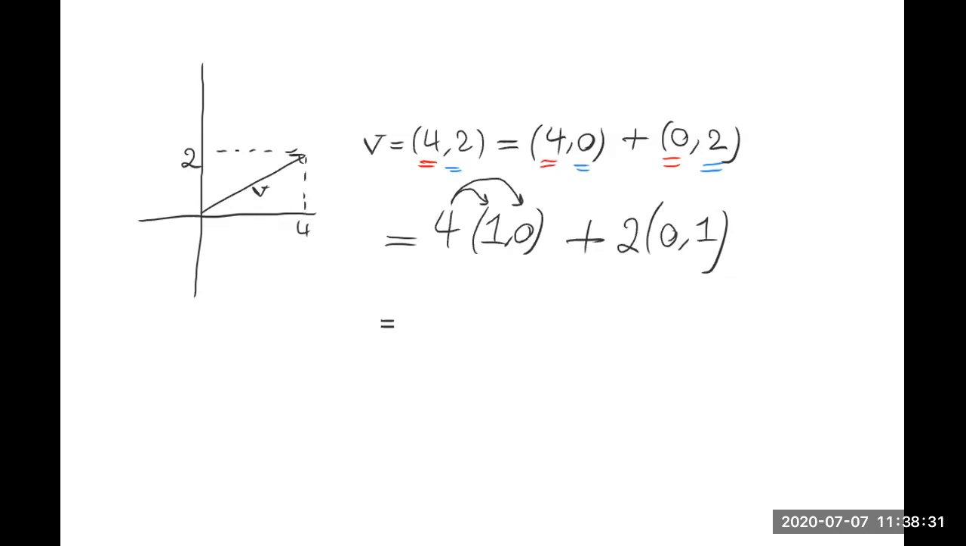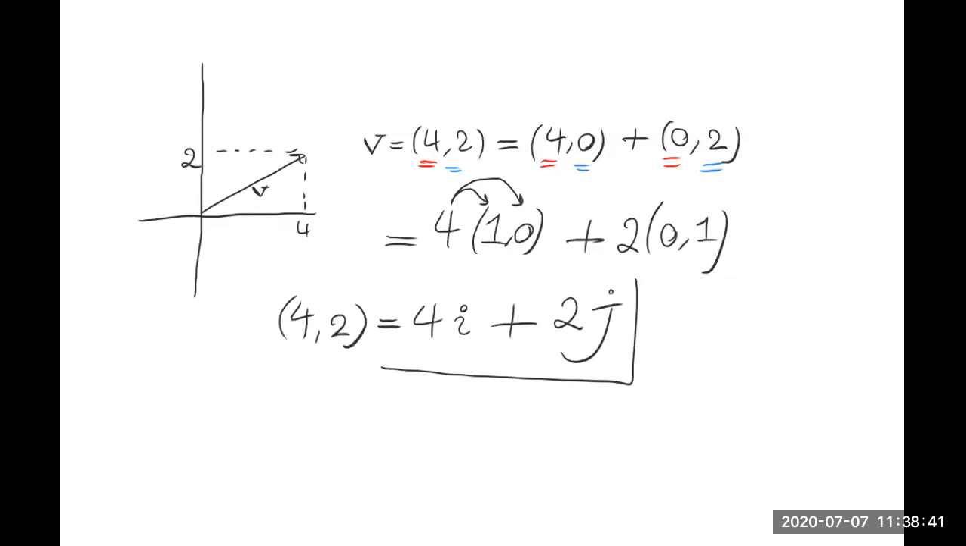So 1 and 0 is I. It would be 4 times I plus 2 times 0 and 1 is J, 2 times J. So 4 and 2 is equal to 4I plus 2J. Okay, let me see the question. Is there notation to show that I or J is a vector, not just a variable? It is a vector. I mean, it's just a notation, but here I is a vector. By I mean this vector. They are not variable, they're just vectors. I'm using I and J, but they're really vectors.